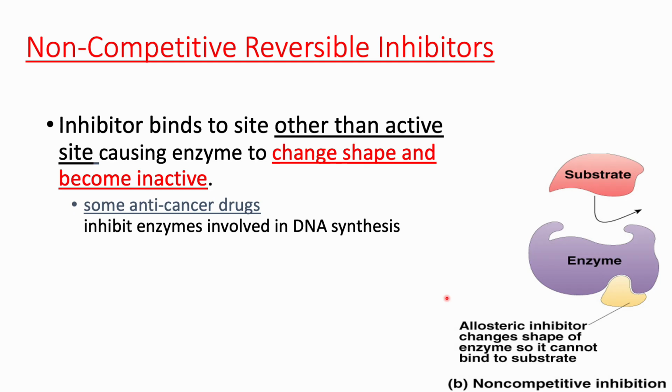Non-competitive reversible inhibitors, again, are inhibitors that bind to another spot on the enzyme other than the active site. They bind to the allosteric site. They're known as allosteric inhibitors. This does cause a change in the active site. An example of this would be anti-cancer drugs that inhibit enzymes that are involved in DNA synthesis.